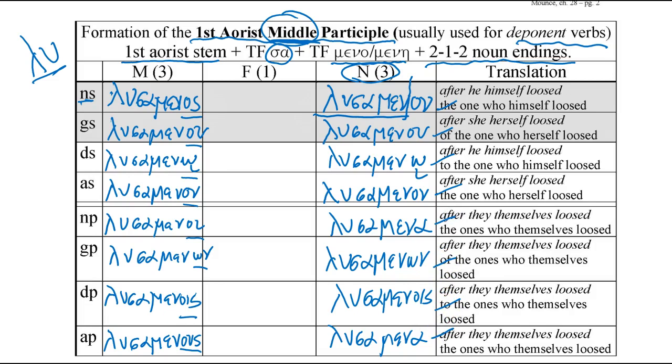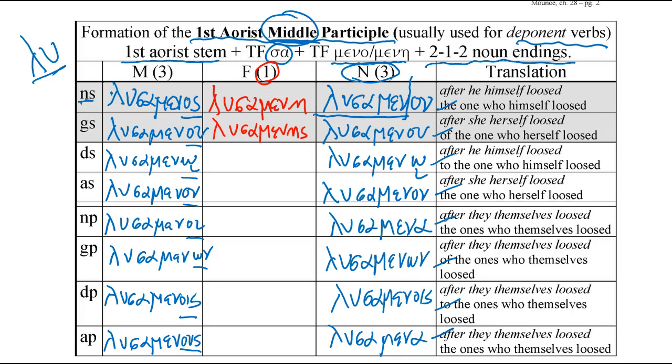Now, why don't we try the feminine forms? I'll start you off with the first one. So you take lu, you take the sa tense formative, and then you have the men. So it's the same stem, but now you're using the first declension feminine case ending. So it's lusamene, and then the genitive is lusamenes. And why don't you do the rest? We'll pause here.